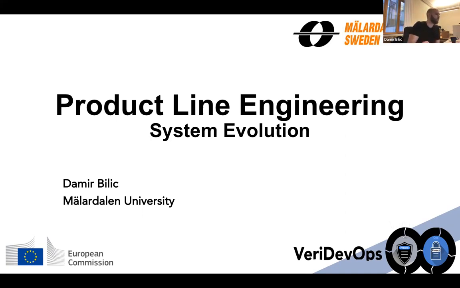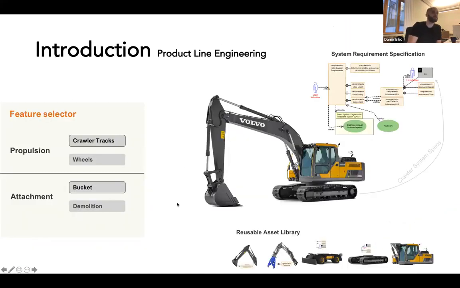So first, a small introduction to what product lines are. In product lines, the idea is basically not to build each product individually when you have a family of similar products. An example from a previous project is heavy machinery, like excavators, haulers and different machines, built at one company in the same premises. The idea is to build them using reusable assets that you can just put together to get any product that you want.